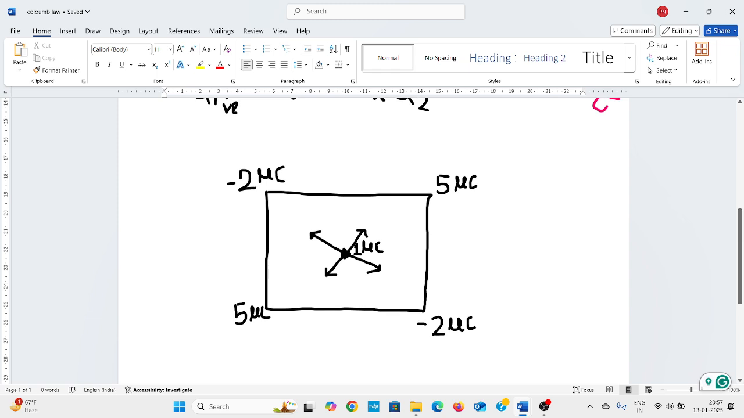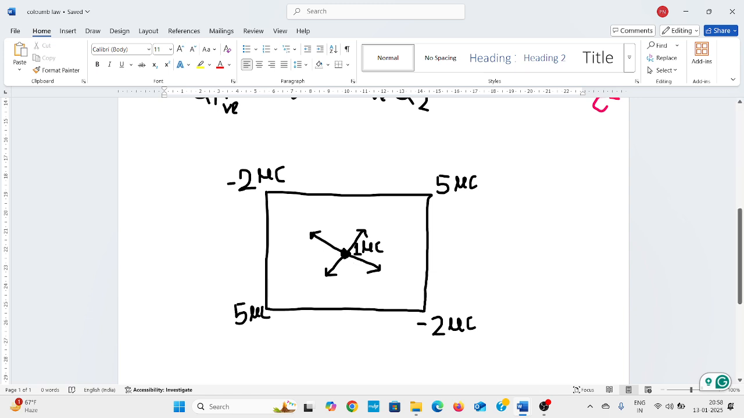We will see one problem. It is a square, and 4 charges are placed at the four corners of the square. A minus 2 microcoulomb charge is placed at one corner, a 5 microcoulomb charge at another corner, and also a minus 2 microcoulomb charge at another corner. And 1 microcoulomb is placed at the center of the square.